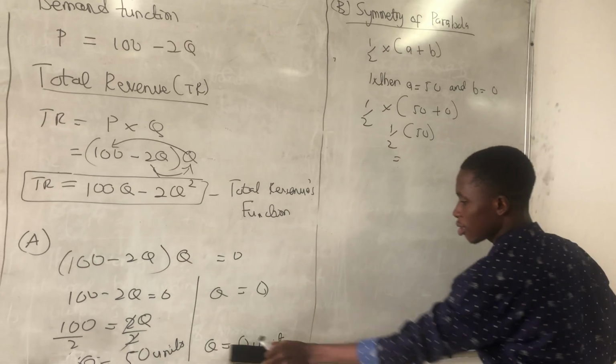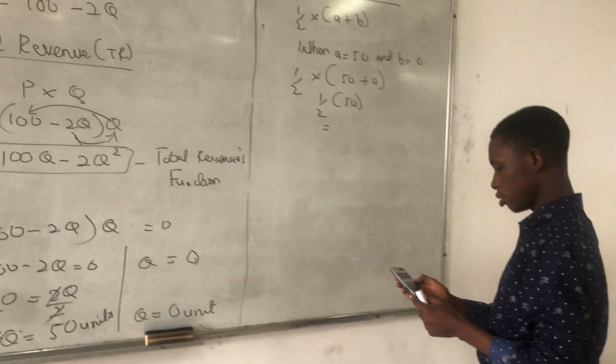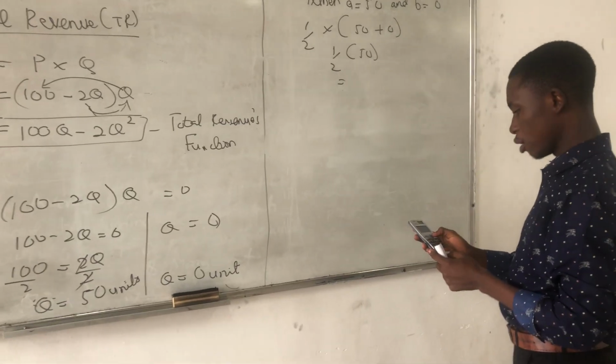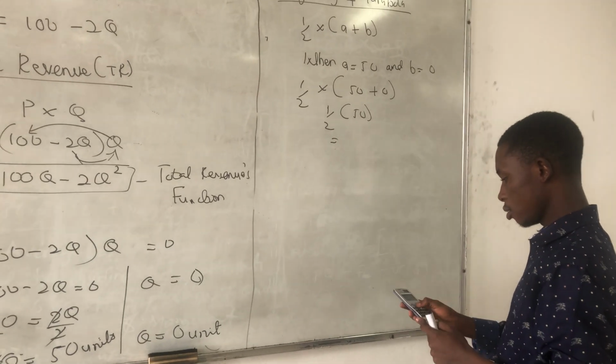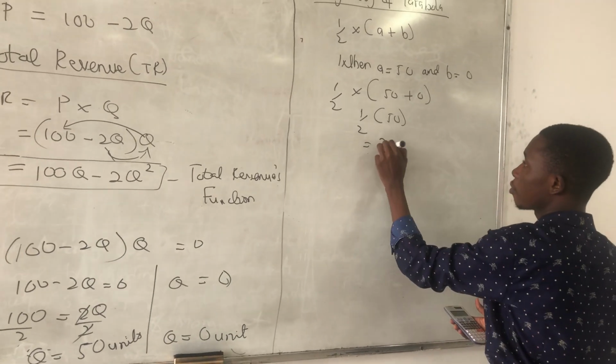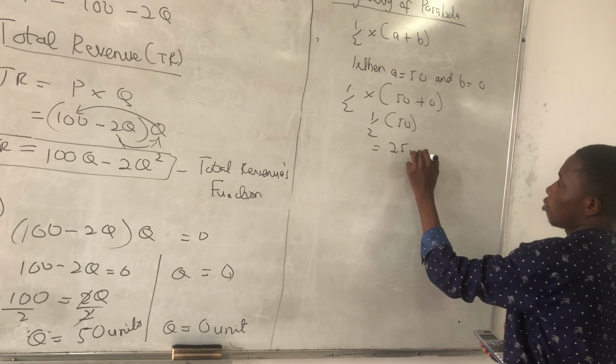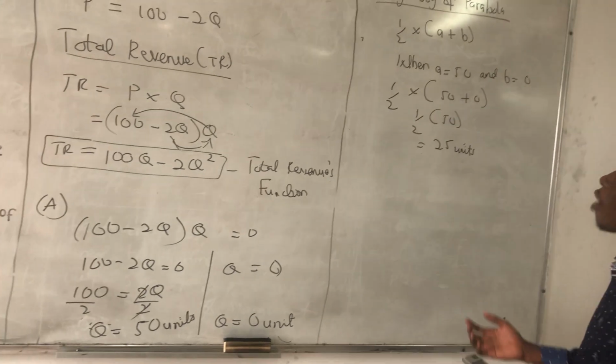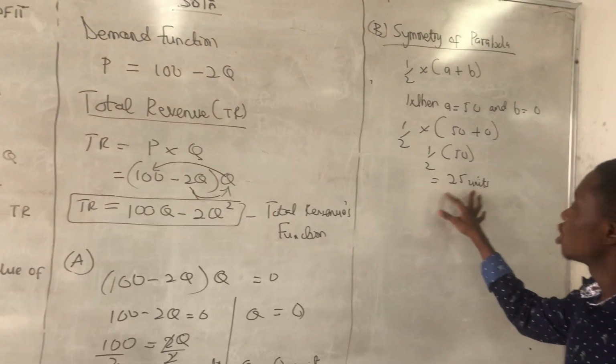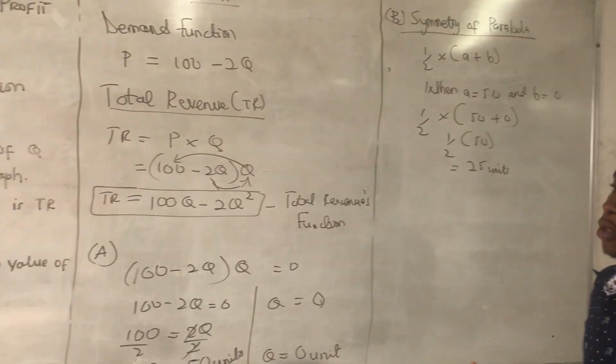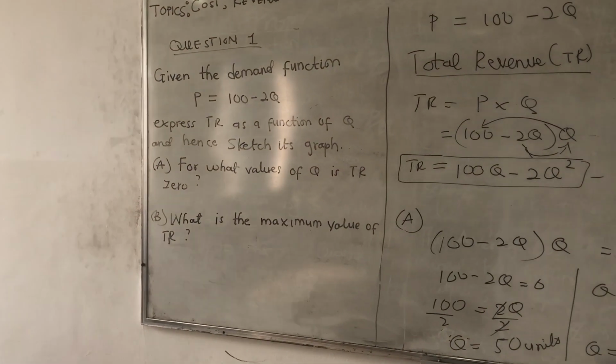So what do we get? Let me use the calculator. 1 divided by 2 times 50. You are getting 25. So we have 25 units as the symmetry of parabola. We were asked to find what? The maximum value of total revenue.